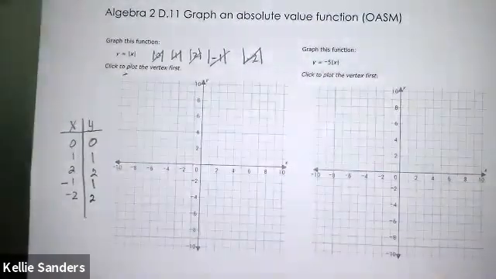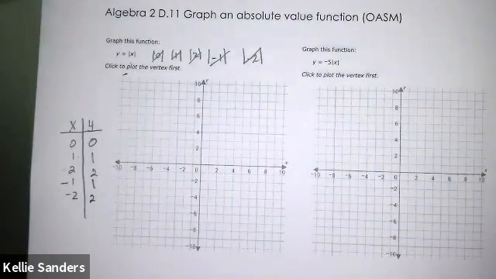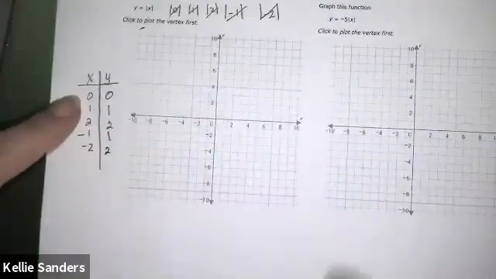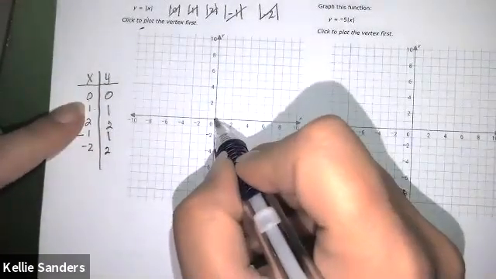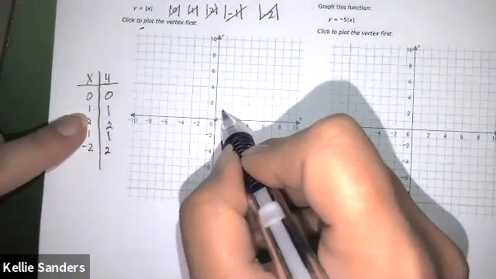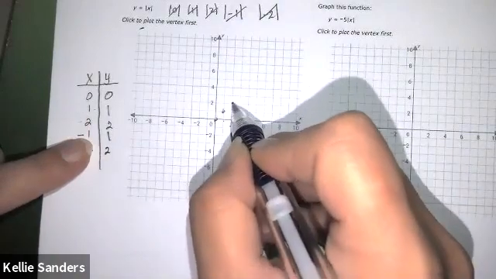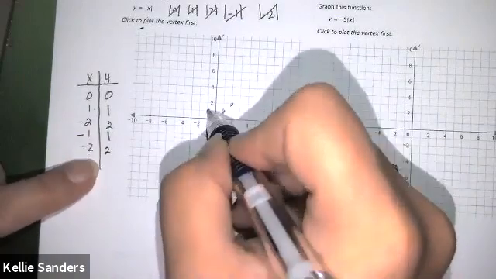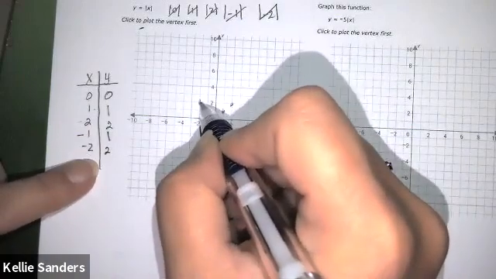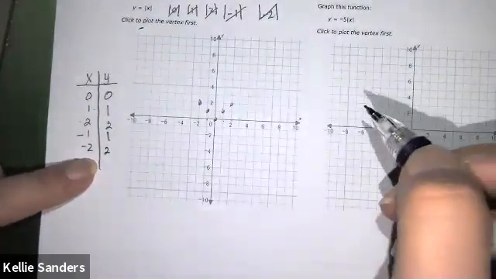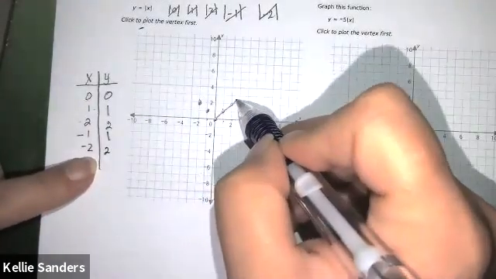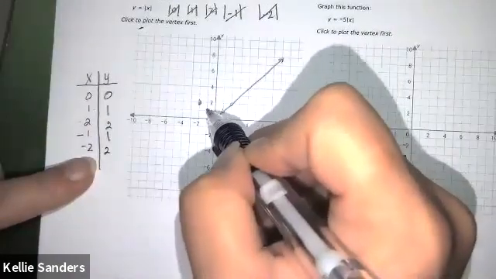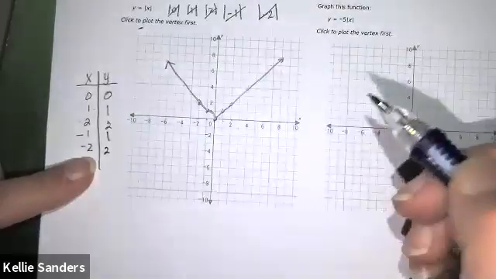Okay, so let's figure out what's going on. Let's plot these. So 0, 0, 1, 1, 2, 2, negative 1, positive 1, negative 2, positive 2. And look at those points. Hey, looks like that would just keep on going in that manner. And that would just keep on going in that manner.